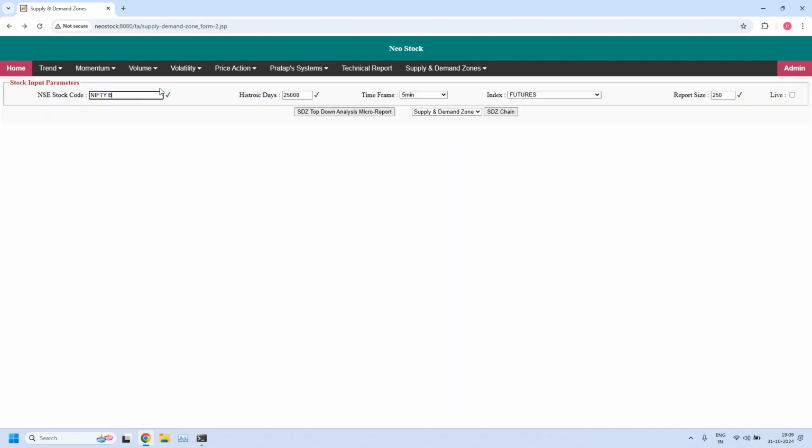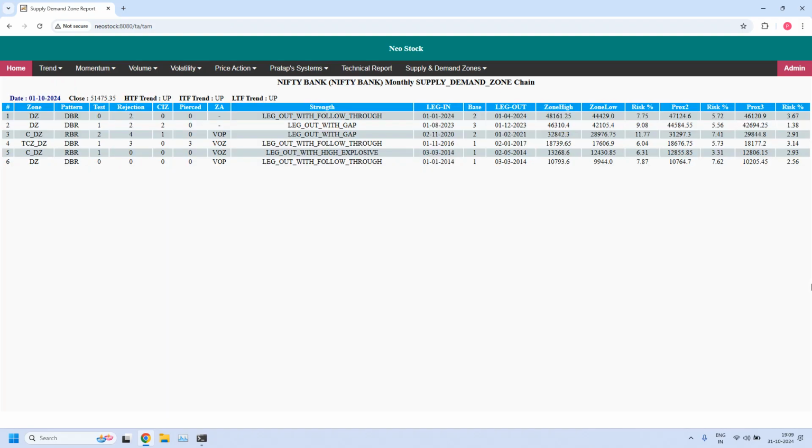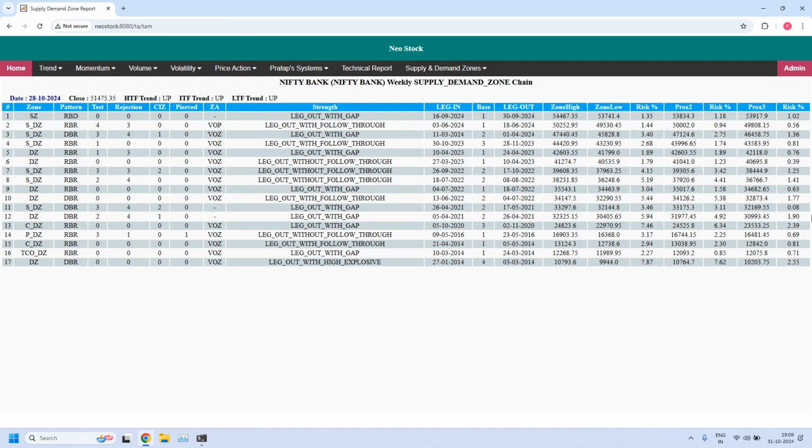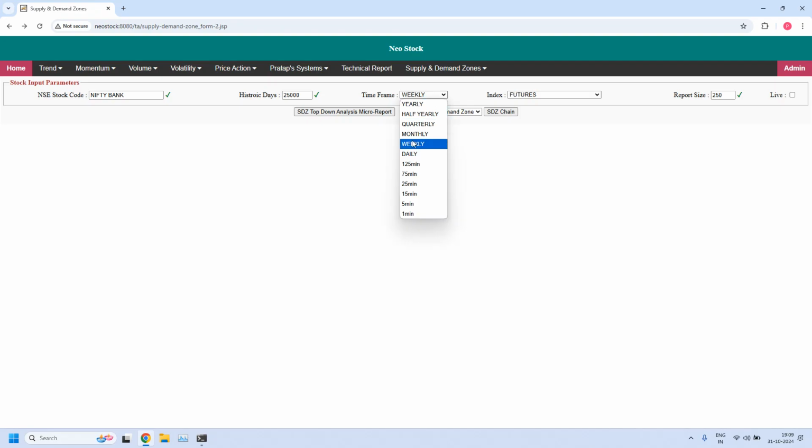So changing the name to Nifty Bank, that is nothing but Bank Nifty. Let's start with the monthly time frame, generating monthly supply demand zone chain for Bank Nifty. Next time frame is weekly, generating weekly supply demand zone chain for Bank Nifty. Next time frame is daily, generating daily supply demand zone chain for Bank Nifty.